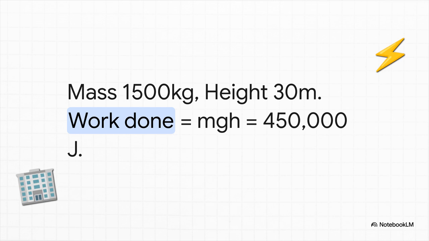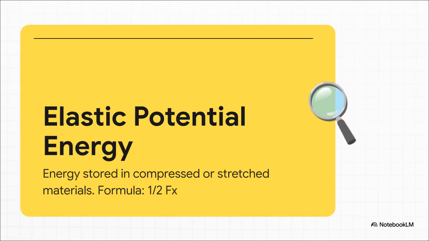And here's the really beautiful connection. The work done by the lift's motor to pull that carriage up is perfectly equal to the gravitational potential energy it gains at the top. Our second type of stored energy is elastic potential energy, or EPE.